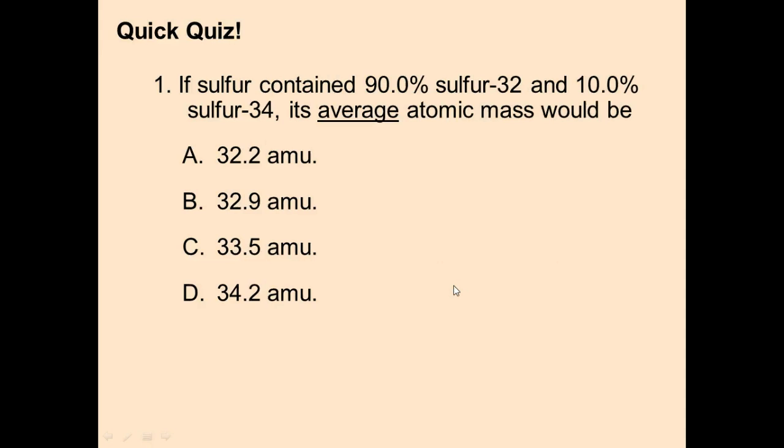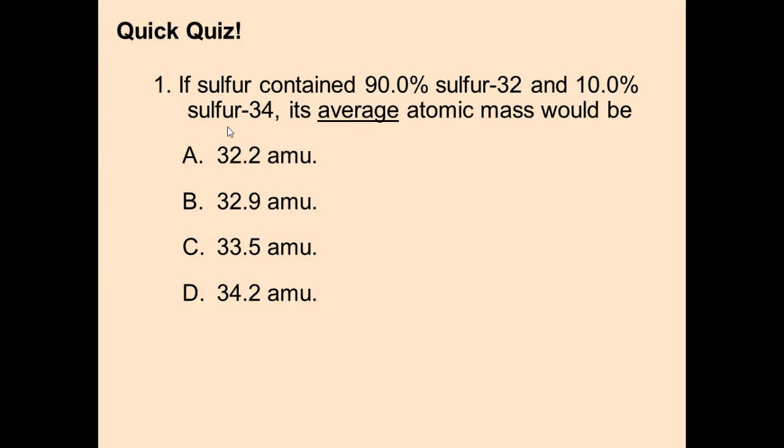Here's a quick quiz to see what you learned. Sulfur contained 90% sulfur 32 and 10% sulfur 34. The average atomic mass would be 32.2, 32.9, 33.5, or 34.2. You would need a calculator to do this.